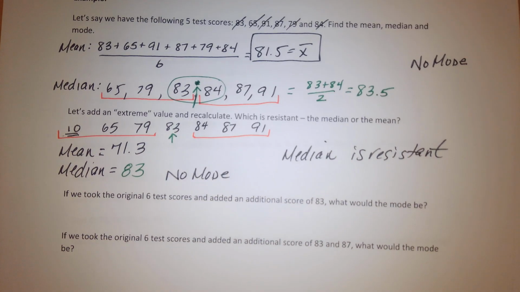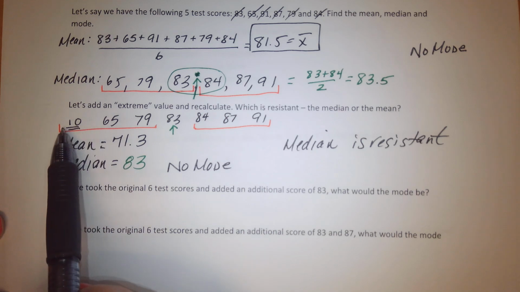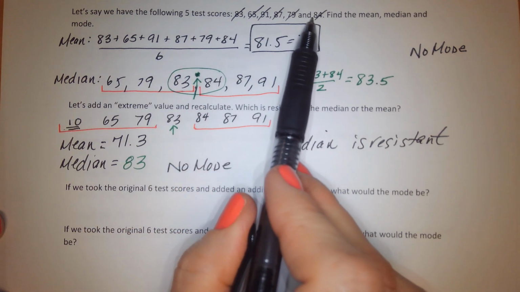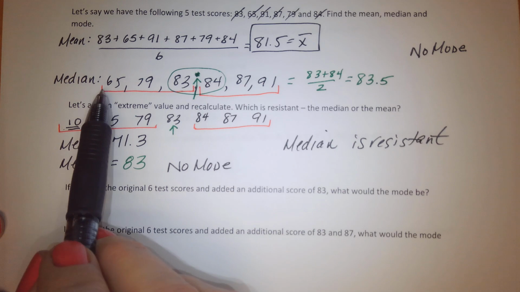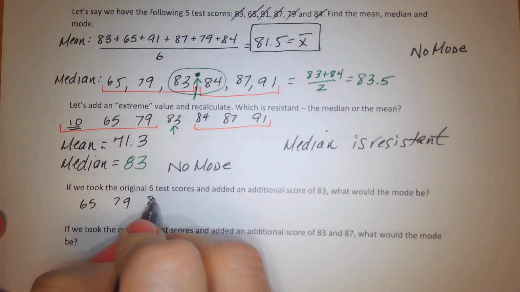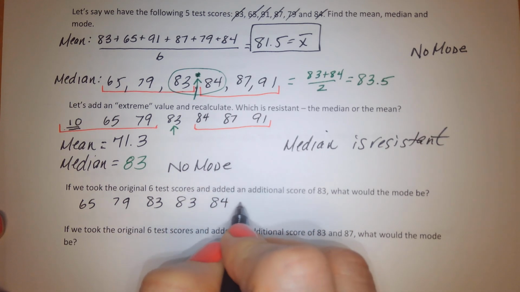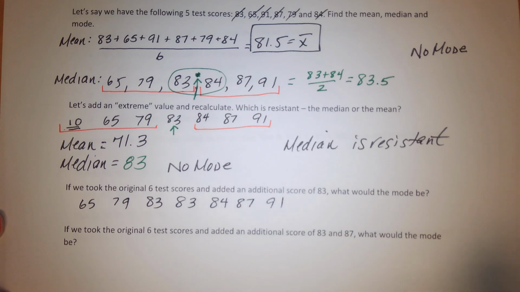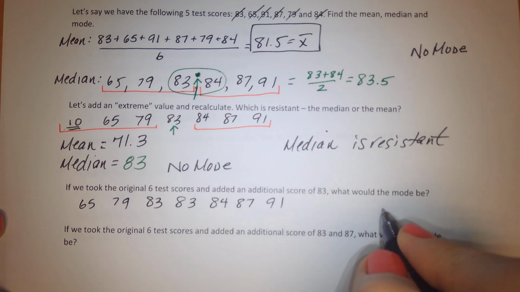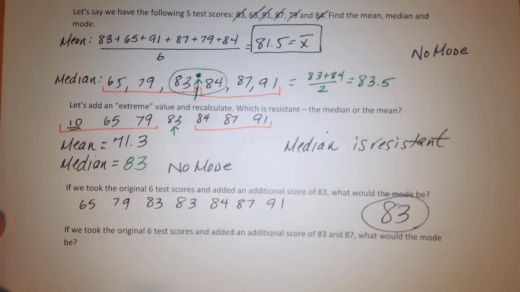Now, what if we took the original 6 test scores and we added an additional score of 83? What would the mode be? So here's my original scores right up here. And we added an additional 83, so right in there. So we have 65, 79, 83. Now we have an additional 83, 84, 87, and 91. It asks what would my mode be? Well, now my mode would be 83 because 83 occurs twice, and it occurs more often than any other value.